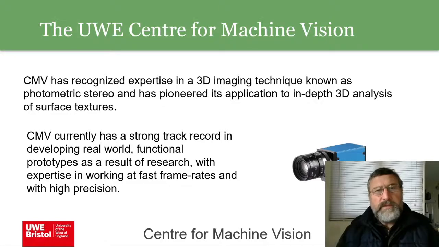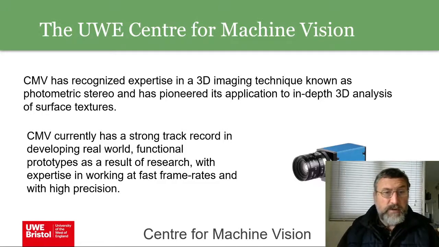Anyway, talking about the Centre for Machine Vision, as I was saying a minute ago, we've got this expertise in 3D imaging, known as photometric stereo, which I'm going to talk about a few times, and that's what we applied to the turbine parts. And we've got 20 years of experience in developing real-world functional prototypes for companies all over the world. A lot of the time we need high-speed applications, or at least high-precision applications.